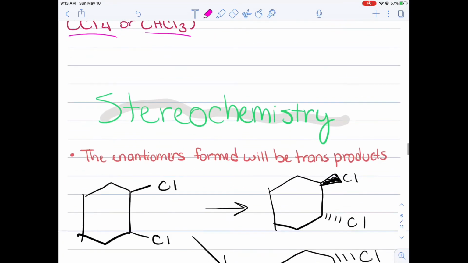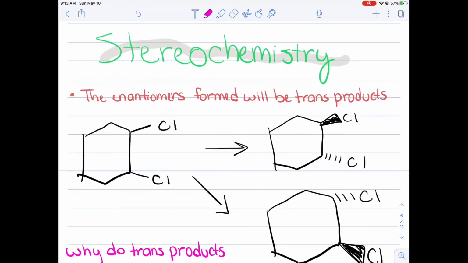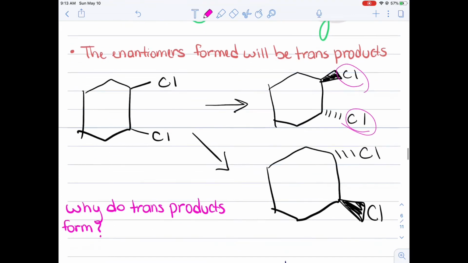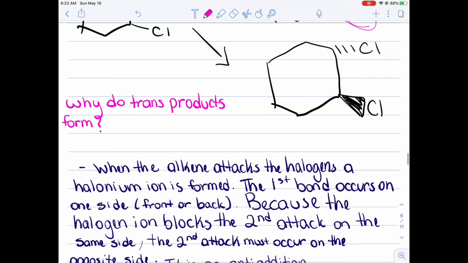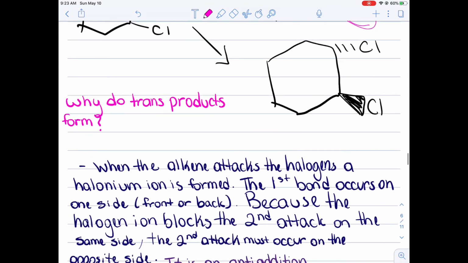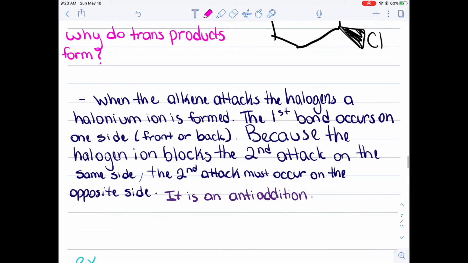So let's move on to the stereochemistry of this reaction. The enantiomers that will be formed from this reaction will be trans products, meaning that your halides will attack from different sides. So why do trans products form? This is due to the fact that your halonium ion forms, and the steric effect that it contains will hinder your electronegative halogen from attacking on the same side.